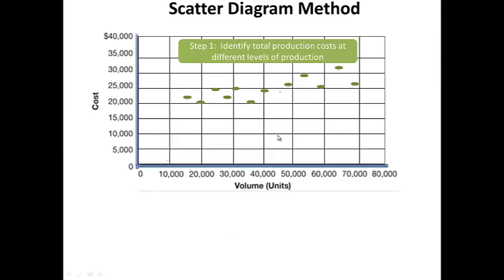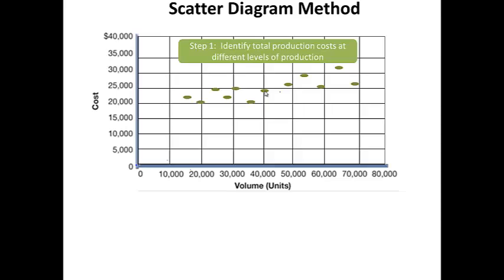If I look at the production level of 30,000, it looks like it's about 25. If I have a production level of 40,000, it looks like it's right around 24,000. But this is basically the results of my actual production. So I post all these, and this is called a scatter diagram.